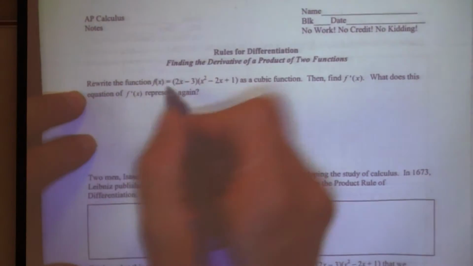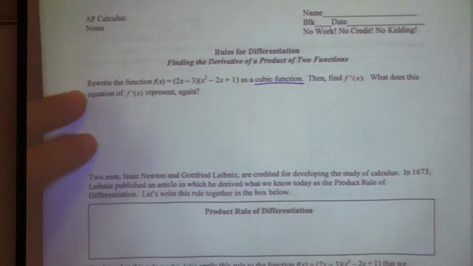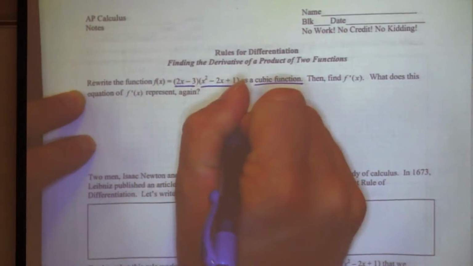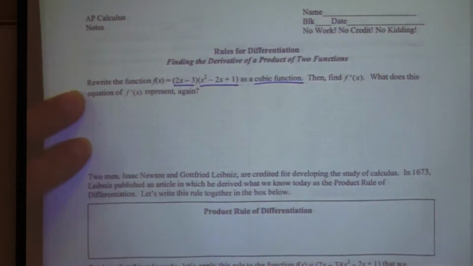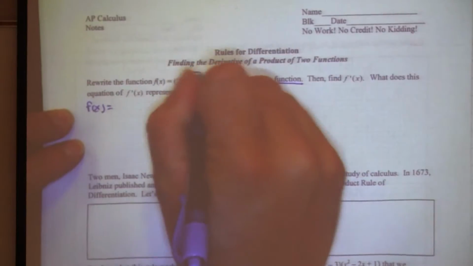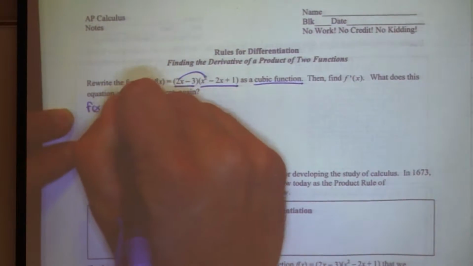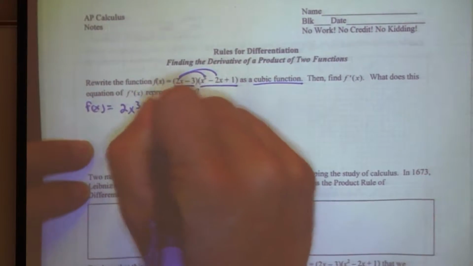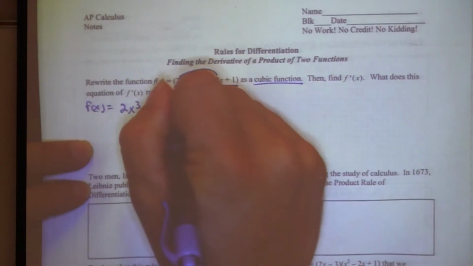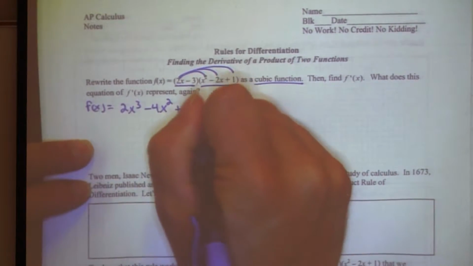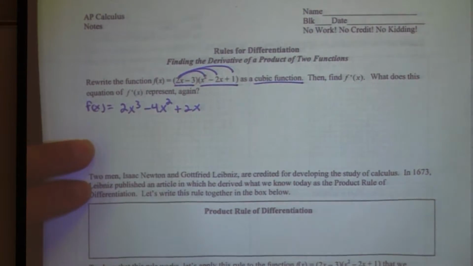So it says, rewrite this function as a cubic function. In order to do that, I need to multiply them, right? We're multiplying two functions, let's multiply them together and see what we get. So here we go. We're just going to rewrite it. 2x times x squared, 2x cubed. 2x times negative 2x, negative 4x squared. 2x times 1, that's 2x.